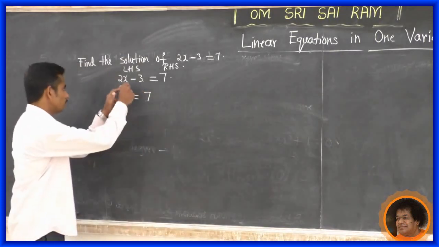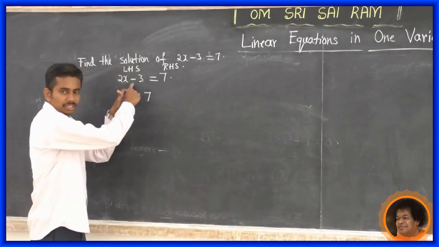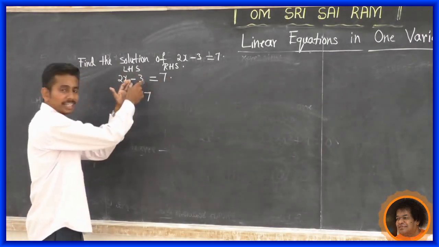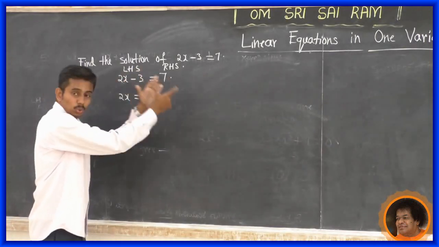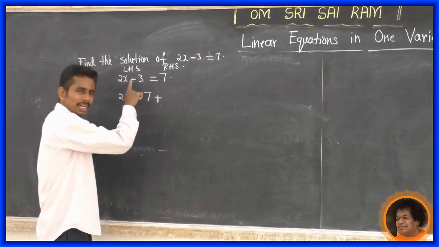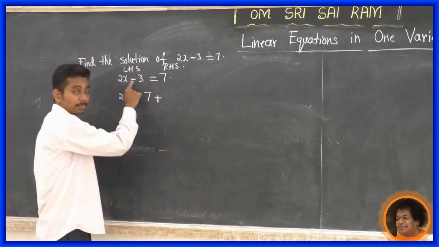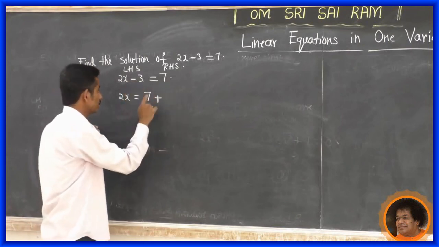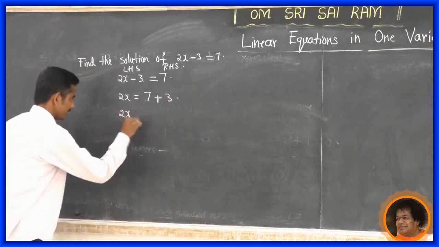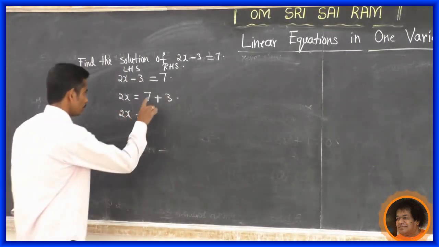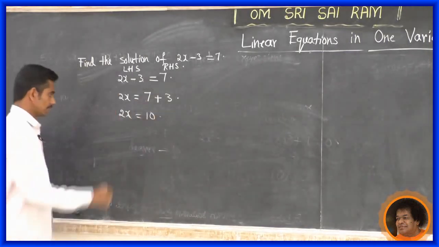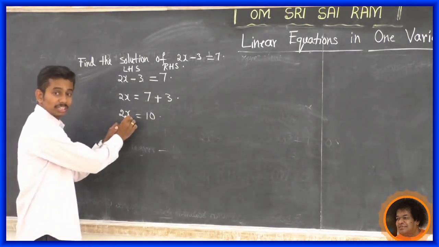So now 2x minus 3, there is a subtraction. While transposing minus 3 from the left hand side to the right hand side, minus becomes plus, or subtraction becomes addition. So 7 plus 3. Write 2x as it is, equal to 7 plus 3. What is 7 plus 3? It is 10. Now our aim is to find the value of x.